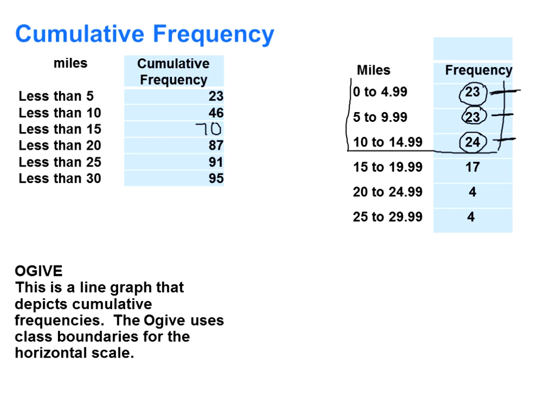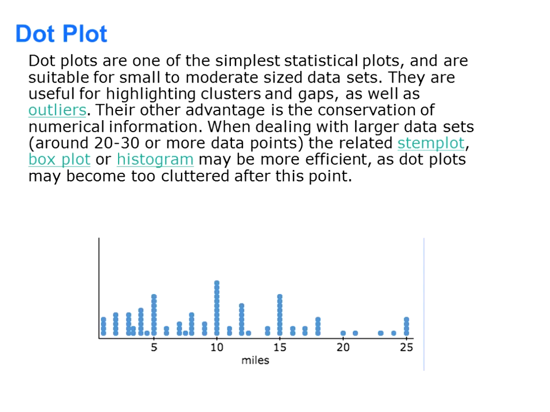Just down here it says an ogive is a graph, and it matches up to the cumulative frequency. You don't have to worry about an ogive. I'm not going to have you draw or construct any ogives, but it's just there for information. Another important graph that we have is a dot plot.